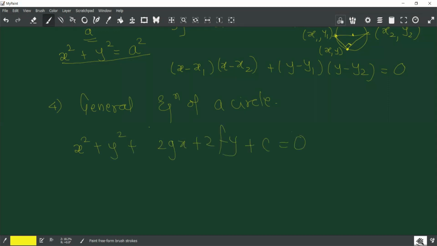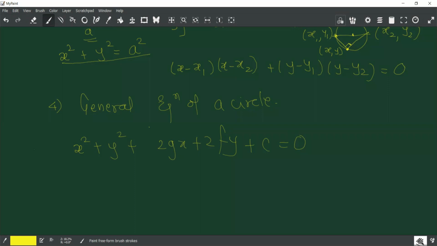x square plus y square plus 2gx plus 2fy plus c is equal to 0 is the general equation of a circle. Is that clear? What is its center?